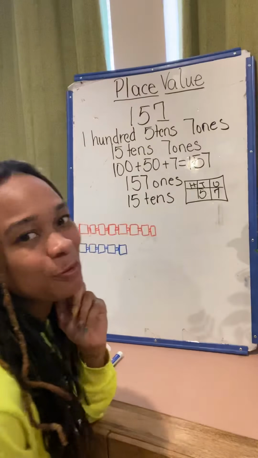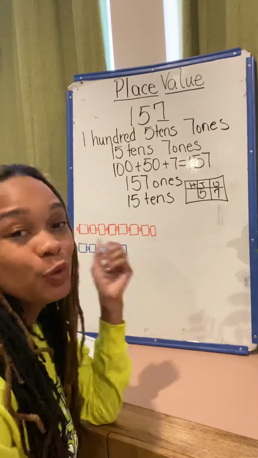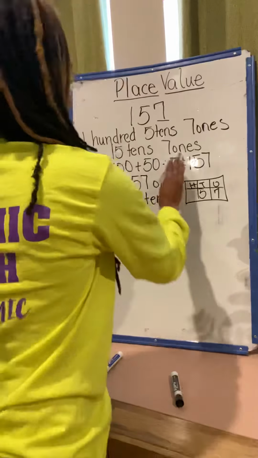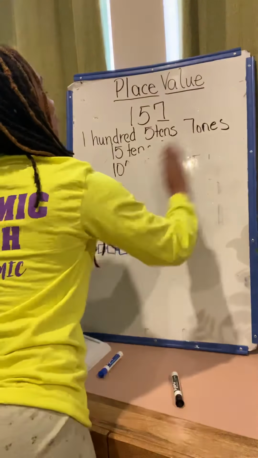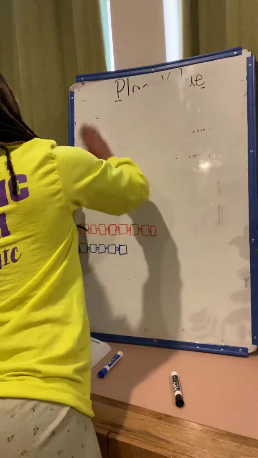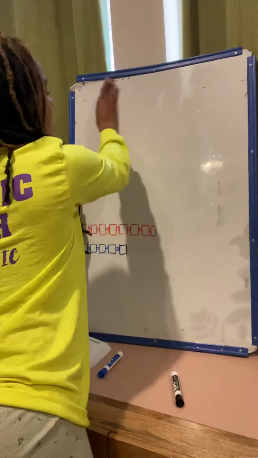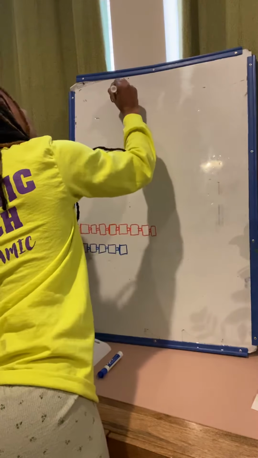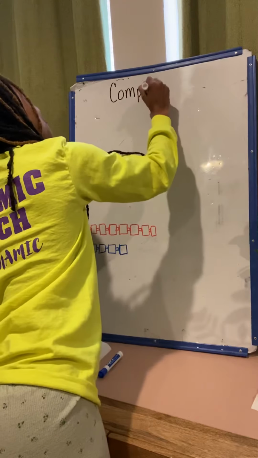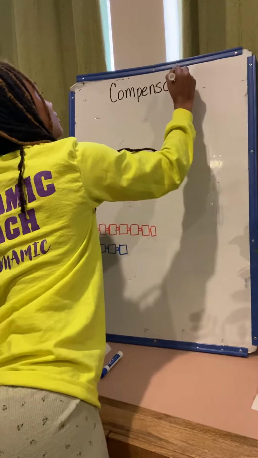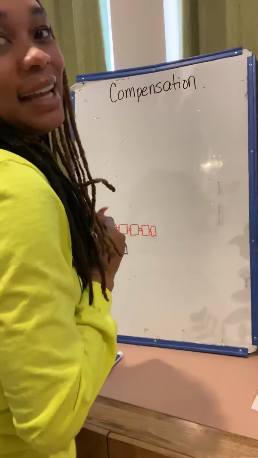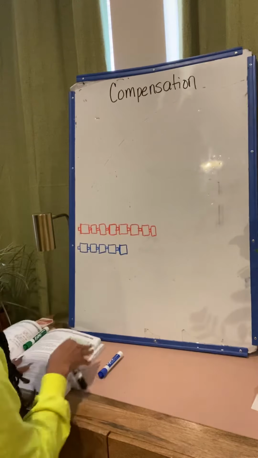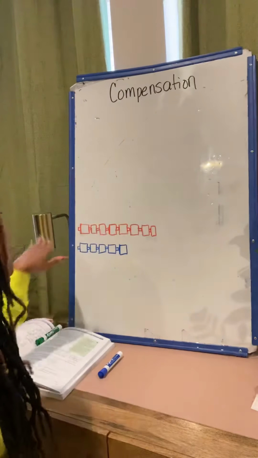Awesome job today with fluency. Now we're going to go ahead and move on to today's lesson. So with today's lesson, we're going to learn about a word called compensation. Everyone see that? Compensation. So with compensation, we're going to start off using our Lincoln cubes.